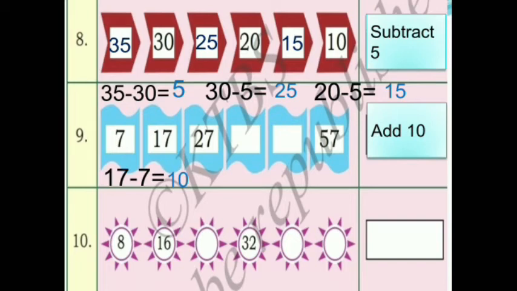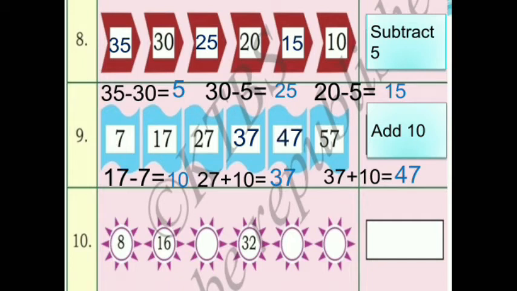27 plus 10? Yes, 37. The next missing number is 37. To find out the next missing number, we should add 10 to 37. What is 37 plus 10? Yes, 37 plus 10 is equal to 47. The next missing number is 47.